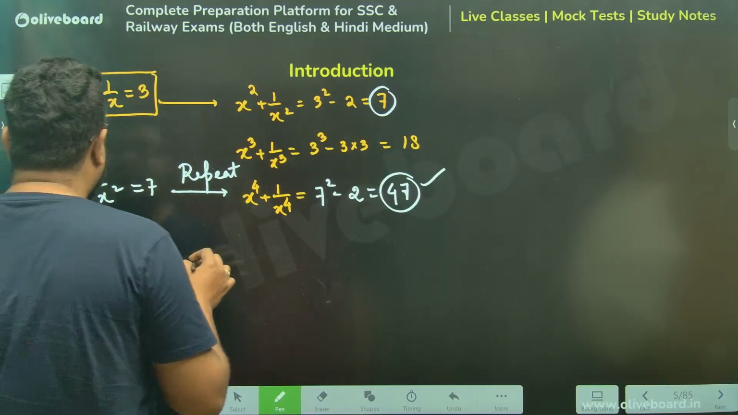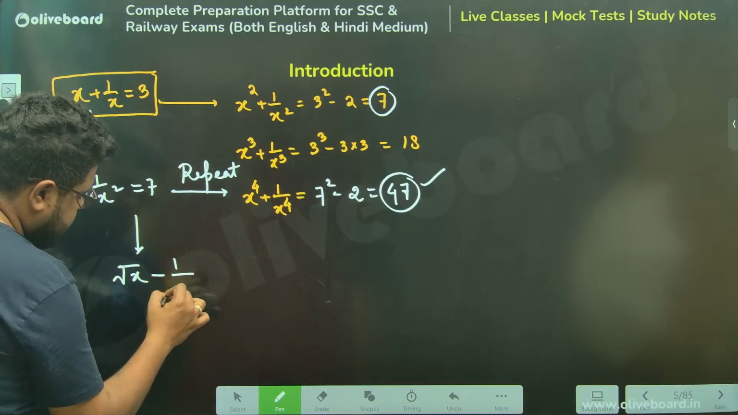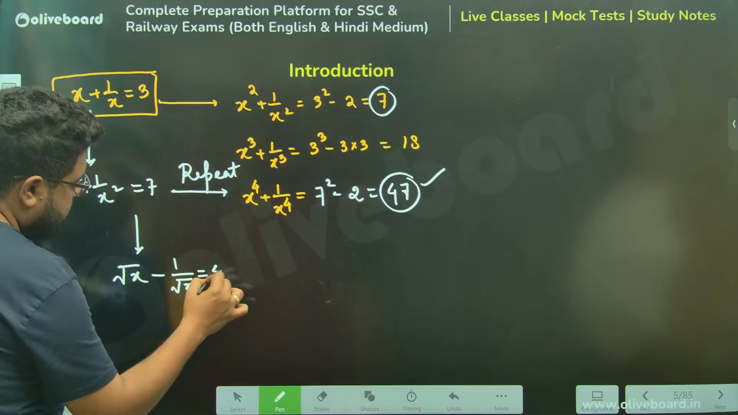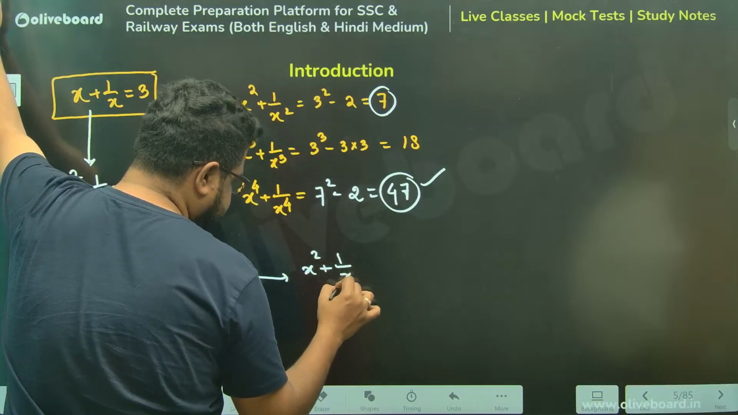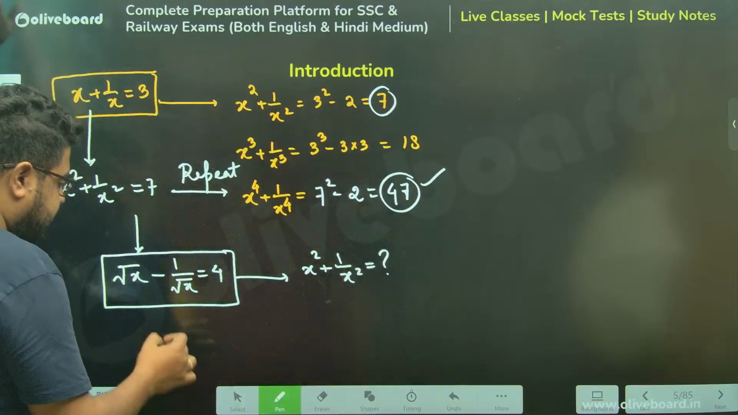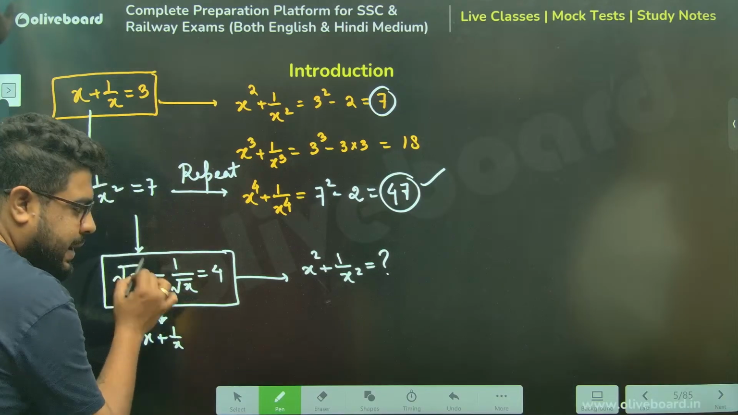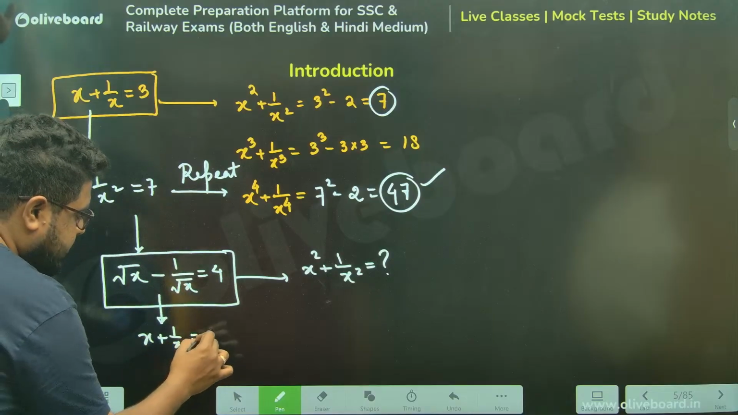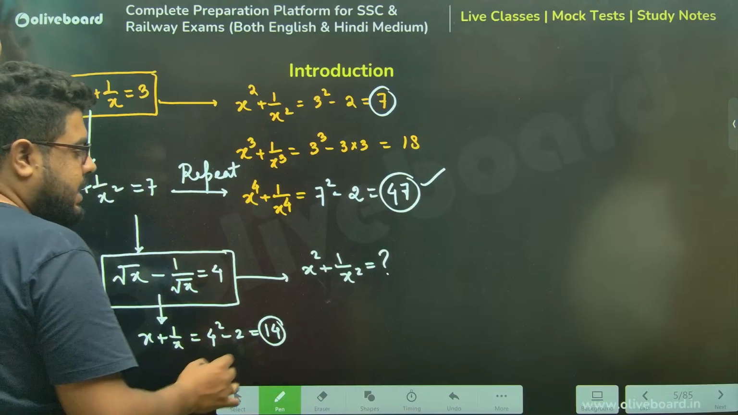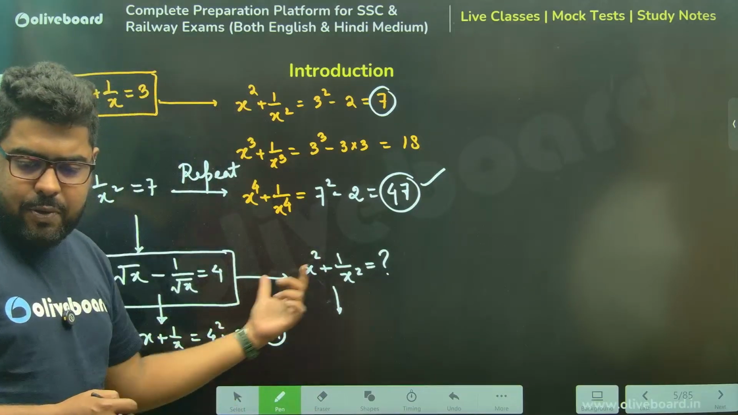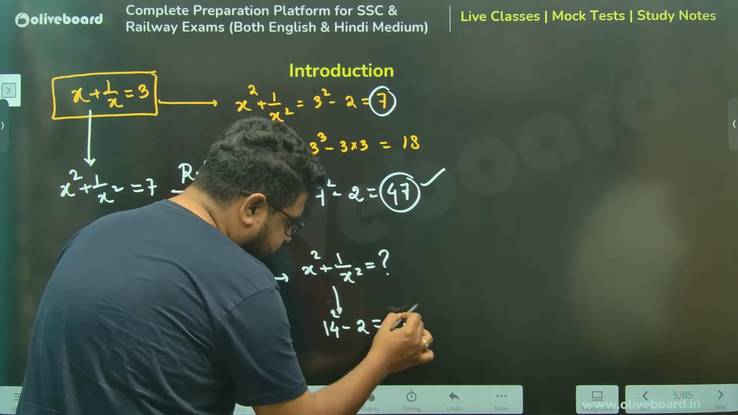Now this question can be given to you in different ways. A very famous way is to give you like this, and they will ask you to find x square plus 1 by x square. Sir, if you square it, you will get x plus 1 by x, because whether it's minus or plus, square you will always get plus. That will be 4 square minus 2, 16 minus 2 is 14, sir. And this one then will be again the same process, so this will be 14 square minus 2. 194, sir. That's your correct answer.